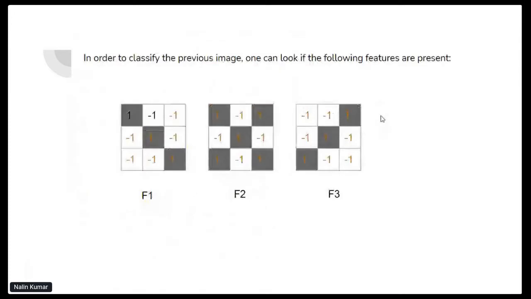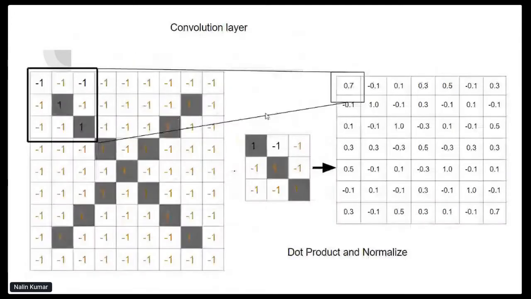This is a type of sliding window algorithm. We slide this feature matrix through the original image and calculate the similarity between the feature window and the original image. Here it is a simple dot product. We do the dot product and normalize: 1 into -1 plus -1 into -1, and so on. We sum over all 9 elements and divide it by 9.